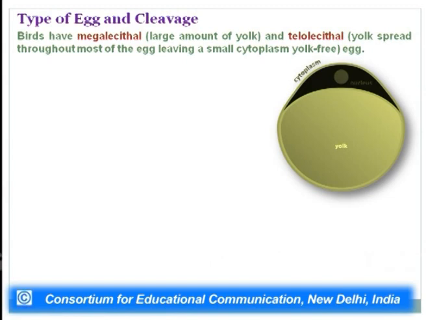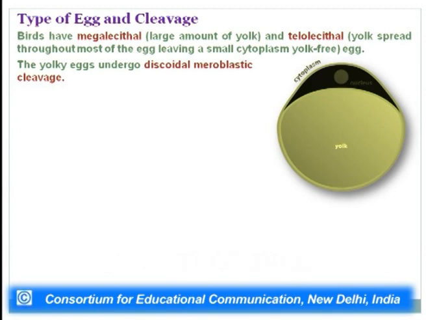So, megalecithal and telolecithal eggs, the yolky eggs, undergo what is called discoidal meroblastic cleavage. Meroblastic cleavage, we have already discussed this. Meroblastic cleavage is the incomplete cleavage, where the cleavage furrows do not pass through the yolk, and the divisions only occur in the yolk-free cytoplasm, as against the holoblastic cleavage that occurs in the case of amphibian eggs, where the cleavage furrow passes through the complete egg and divides it into smaller cells or blastomeres.